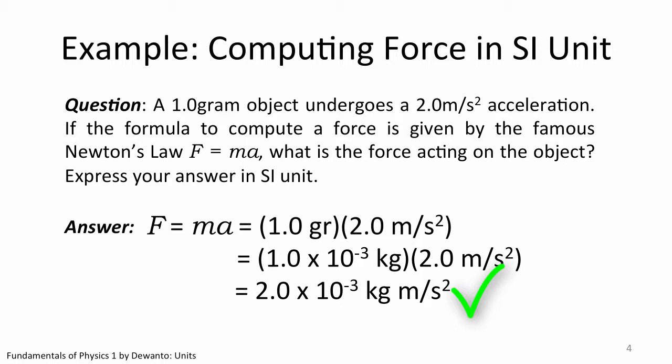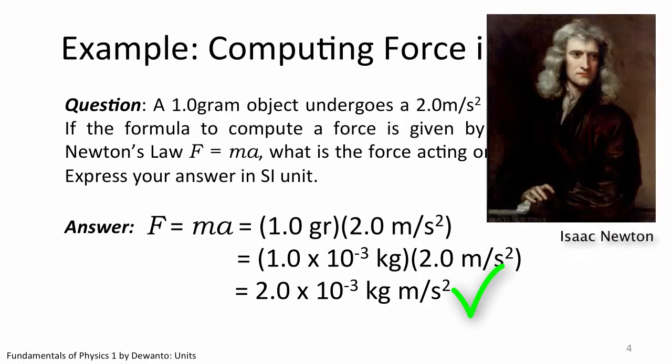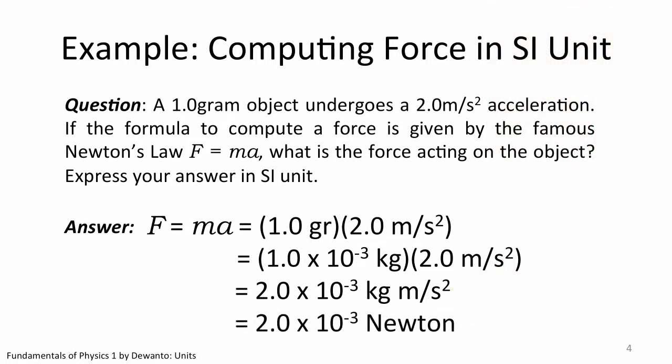So physicists came up with a unit called Newton, named after another giant in the history of science, Isaac Newton, to replace kilogram meter per second square. So you may say that Newton is actually a derived unit in the same sense as force is a derived quantity. Remember we talked about base and derived quantities in the last video? In short, Newton becomes the SI unit of force.